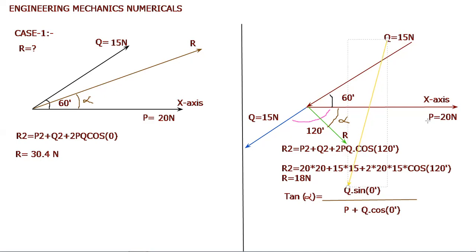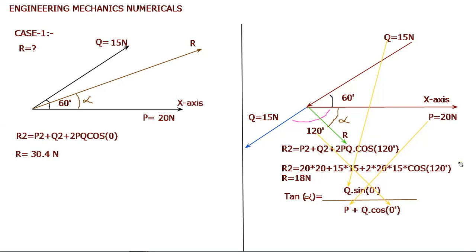Put the value of Q here. Put the value of P here. And the value of theta will be 120 degrees. So after putting these values, you will get the value of tan of alpha.